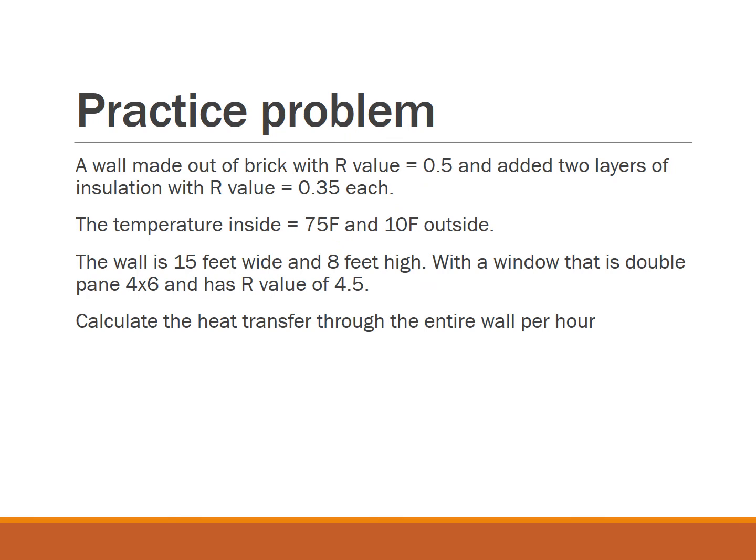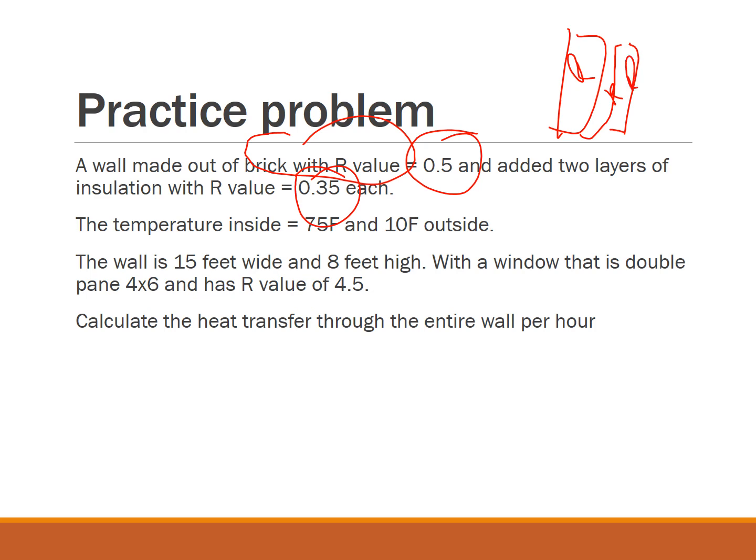Please try to solve that and tell me if it makes sense. So we have a wall made out of brick. I gave you the R value and 2 layers of insulation with 0.35 each. So you will have your wall, 2 layers of insulation, R, R, R. You will add all these three together. Then you'll get your U factor, which is 1 over R. This R that you got, you divide by it and you get the U factor.